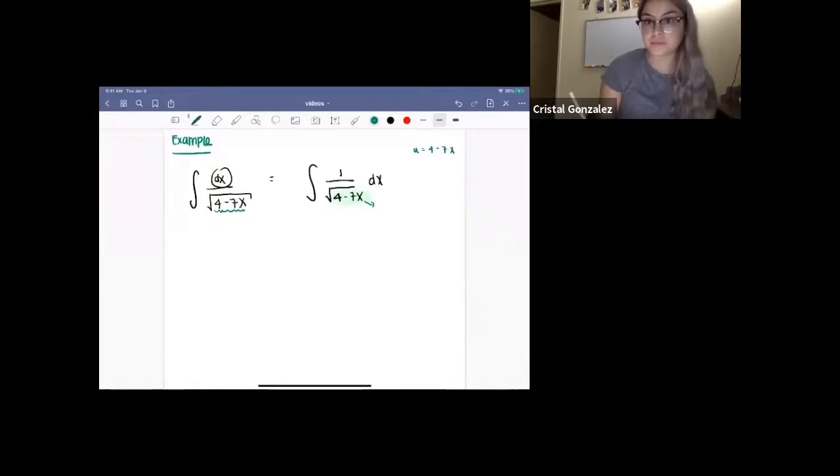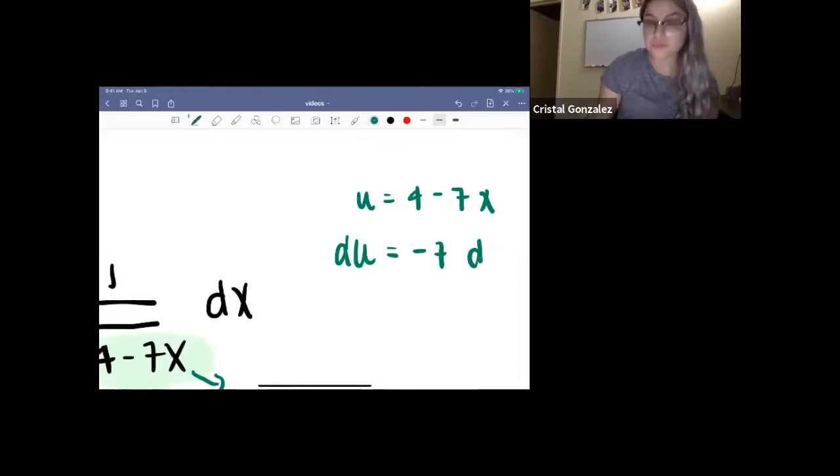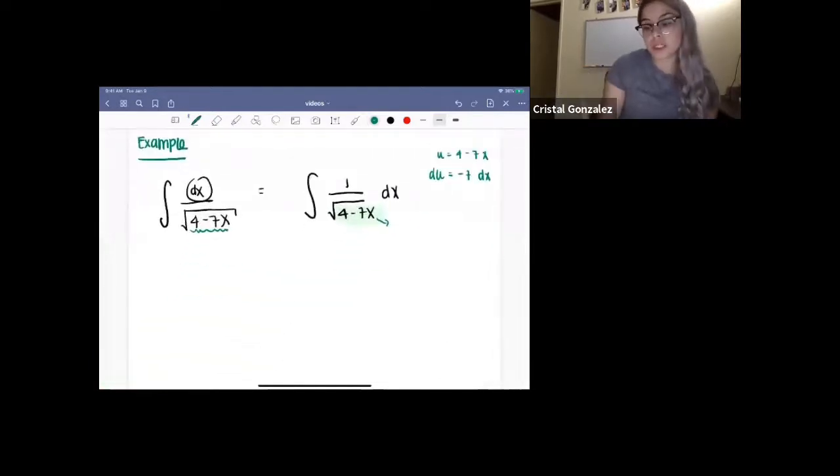Now we have to take the derivative of u with respect to x and write it as a differential. So the derivative of this is going to be negative 7 dx. But nowhere in our function over here do I see a negative 7, so I can't replace it. I need something to replace this dx with in terms of u. But in order to do that, we have to rewrite this to be negative 1 over 7 du equals dx. So now we have something to replace dx.